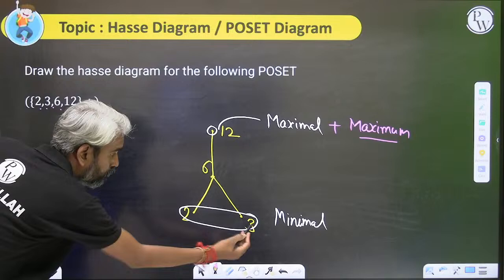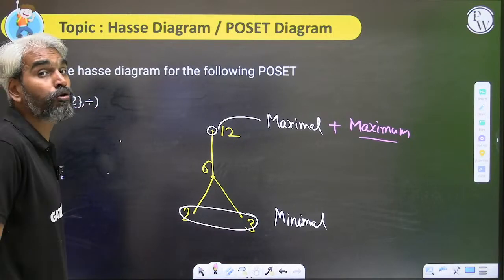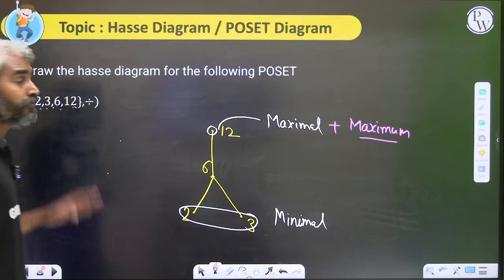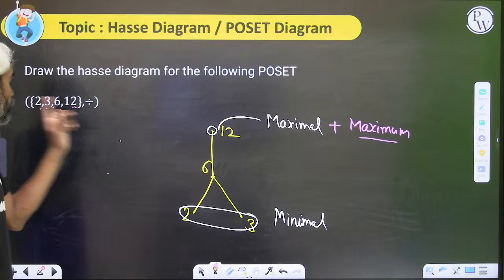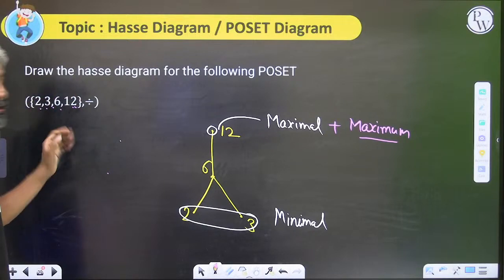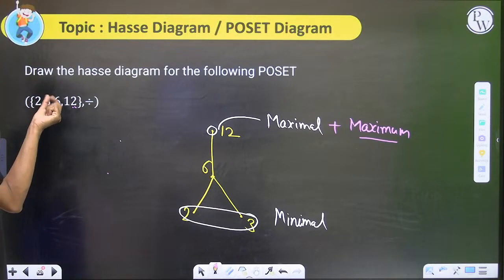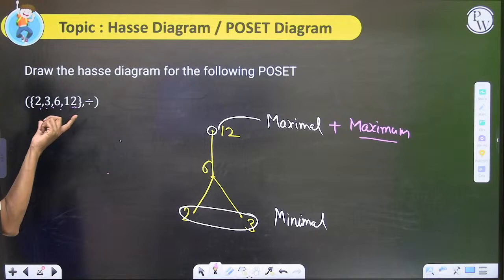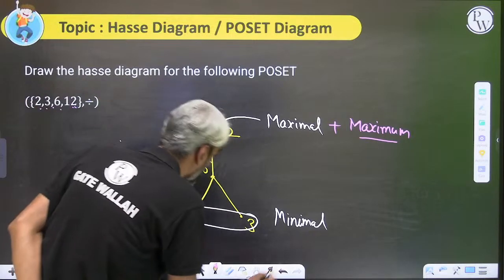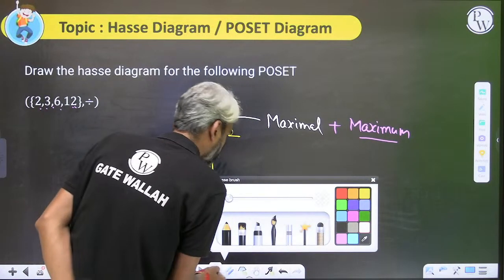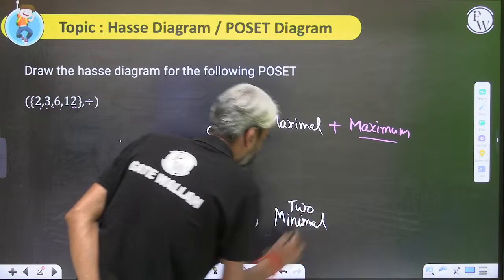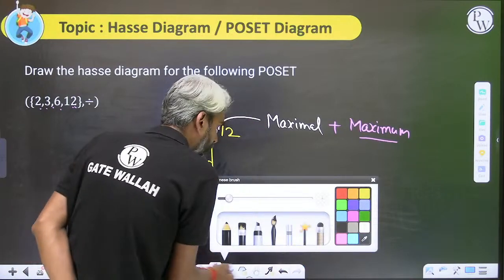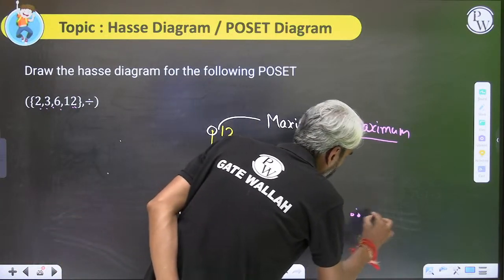But if you have two minimal, then there will be no minimum element. There is no element which divides all the elements of this set. So 2 divides 2, 2 divides 6, 2 divides 12, but 2 does not divide 3. Therefore, 2 is not at the lower side of all the elements. So these are two minimal. So if two minimal, therefore no minimum.